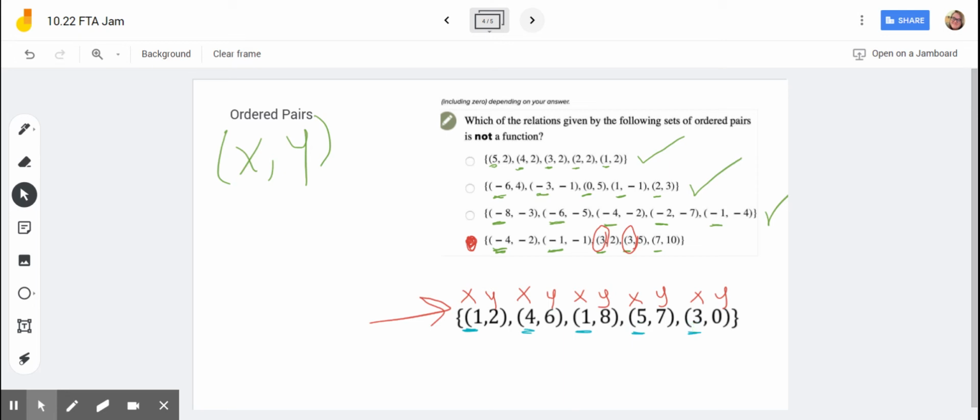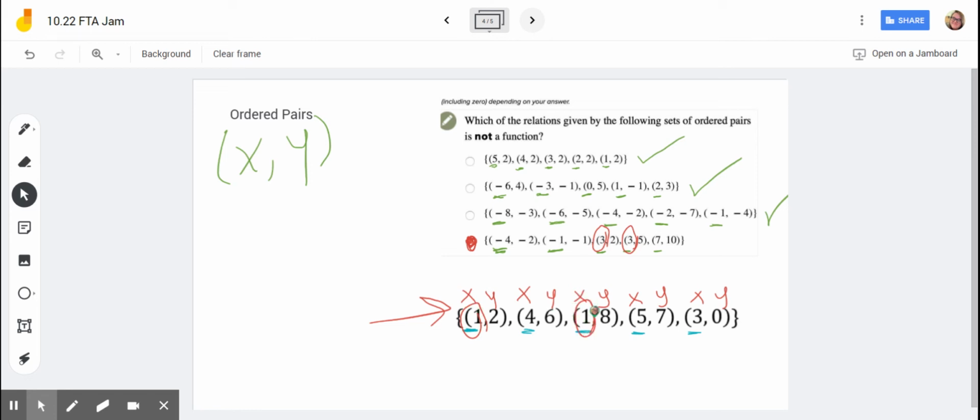I'm going to give you guys a second. Go ahead and pause the video and decide if you think it is a function or not a function. Remember, we should only have our x values show up once. If it shows up more than once, then it is not a function. So our answer here, do we have a number that shows up more than once? Yes, we do. We have 1 and 1.